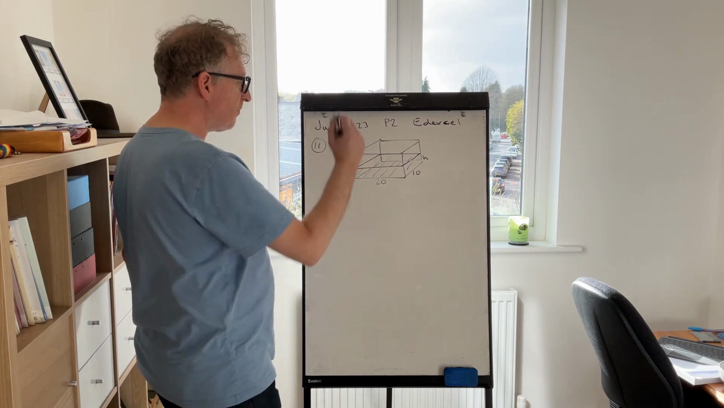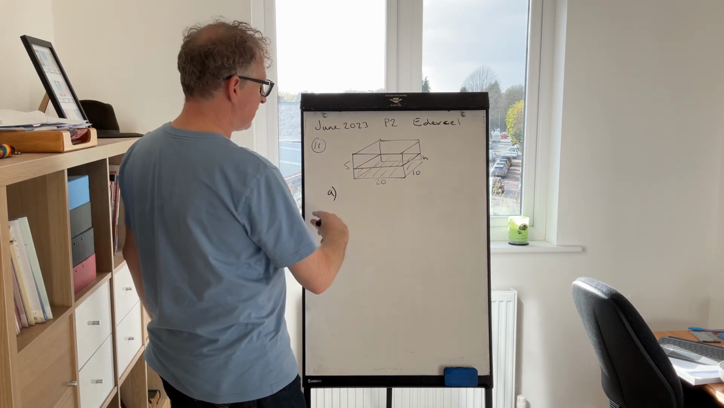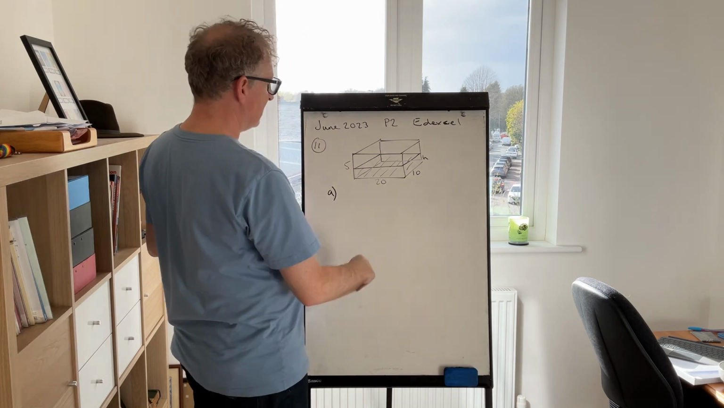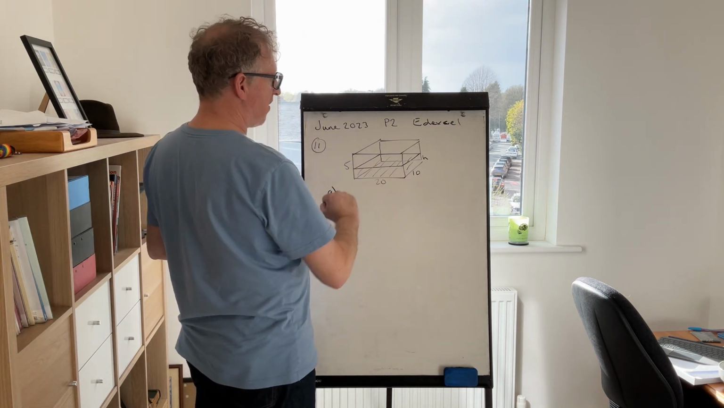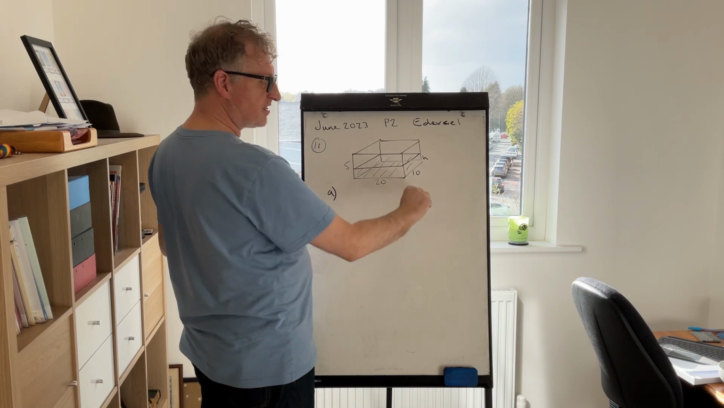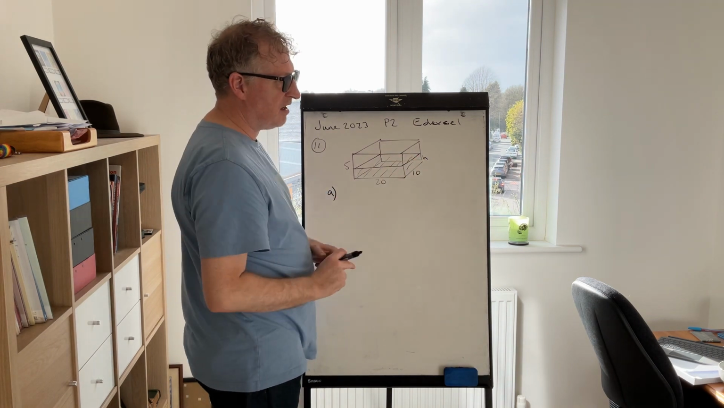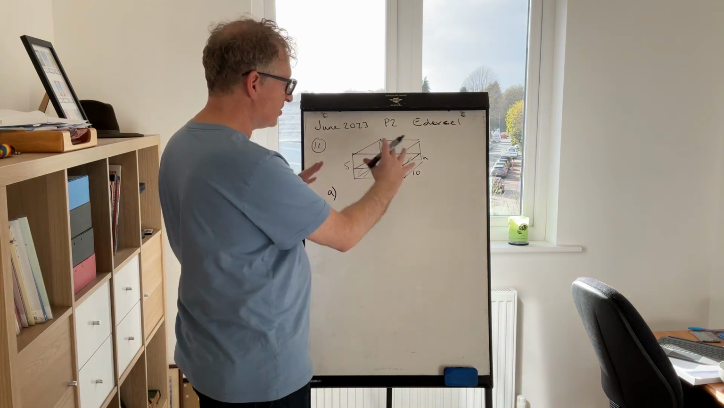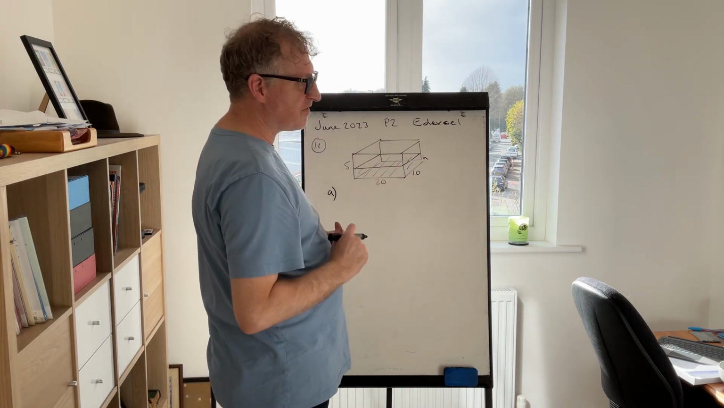So, part A, we have this situation where we have this tank being filled with water, and its dimensions are 20 by 10 by 5. The tank initially is full of water up to a level H. It gives us some conditions for this in a bit, but we'll just deal with the first bit.